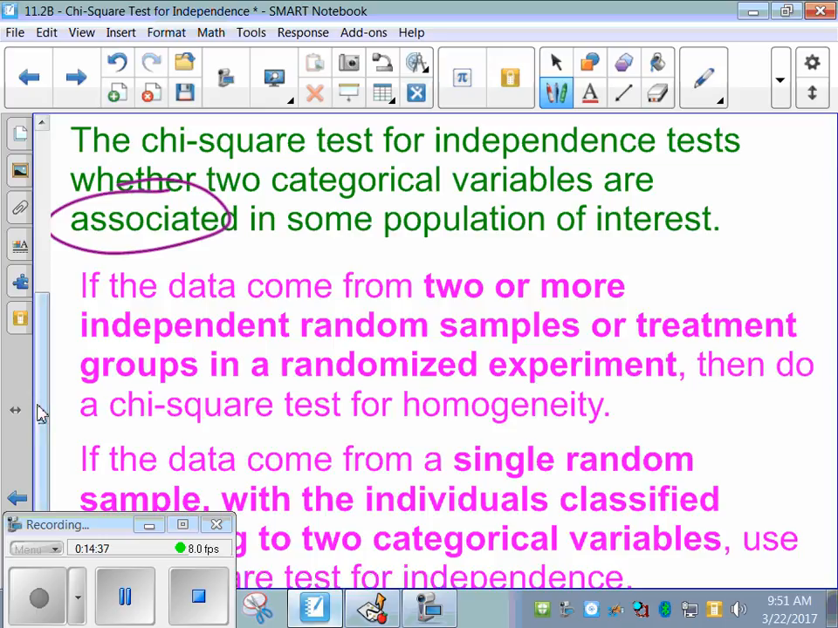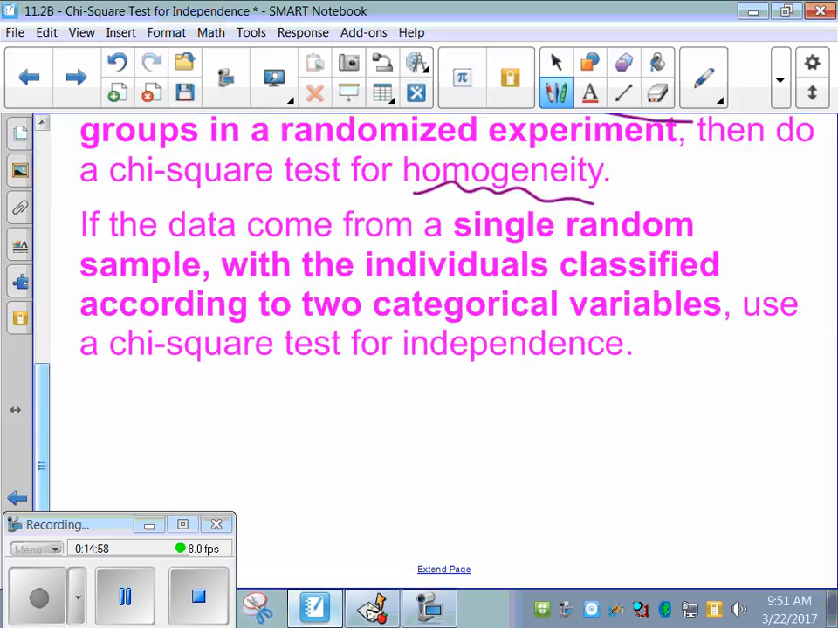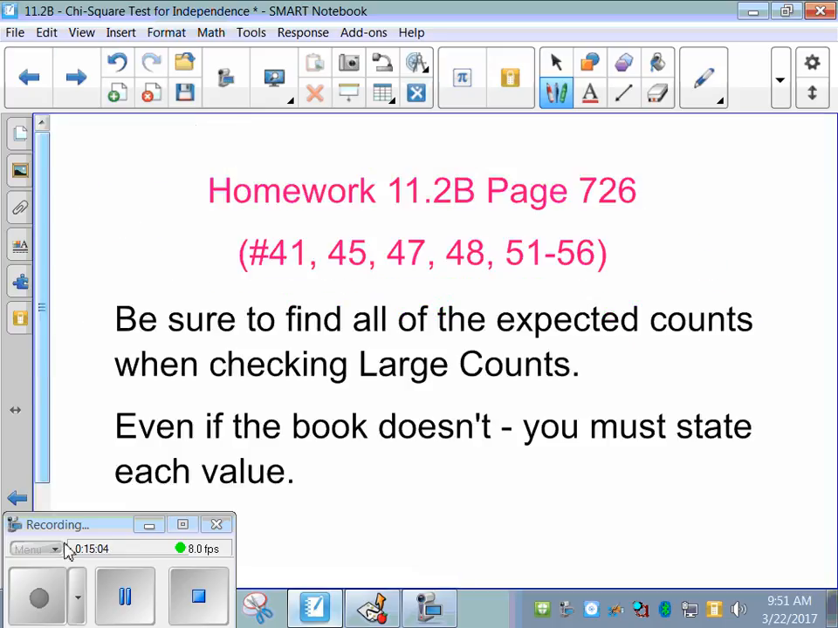But the biggest difference, of course, that we talked about at the beginning is homogeneity is when you have 2 or more independent random samples. All right, 2 or more. So I got 100 boys that I'm sampling, and I got 100 girls that I'm sampling. So I start out with 2 or more separate samples. All right, and when we're doing independence, it is a single random sample and then we classify them out, all right? That's how you can tell the difference.